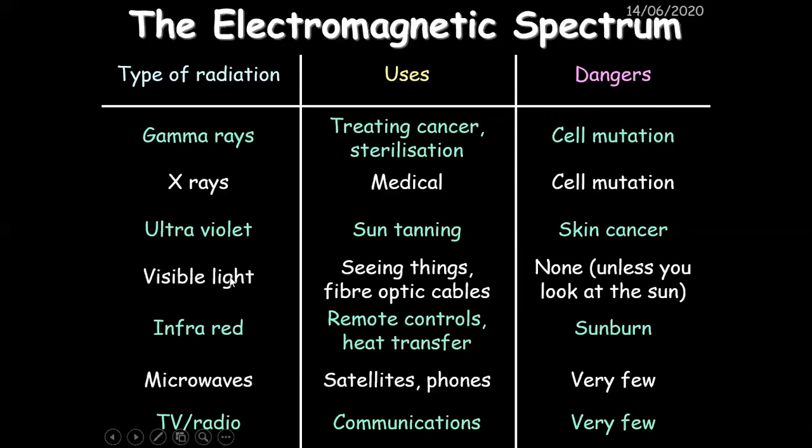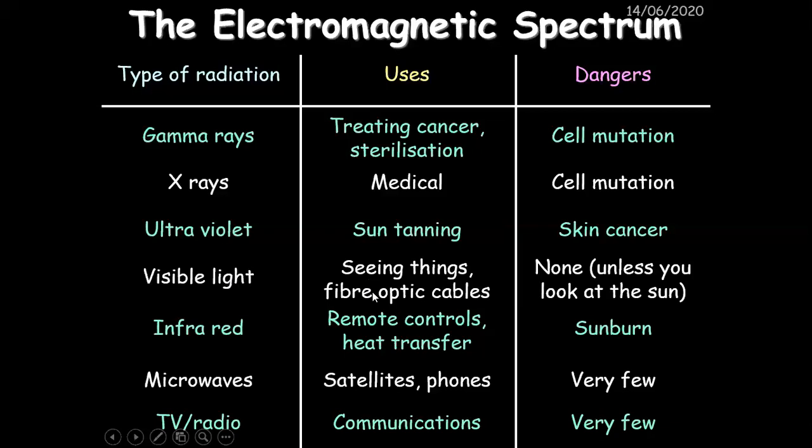Visible light, benefits: you can see things. Also, you can use it in something called, and we're going to learn about this shortly, fiber optic cables. Fiber optic cables allow you to communicate and send signals. There's special wires, and visible light can be used to help us use these cables.